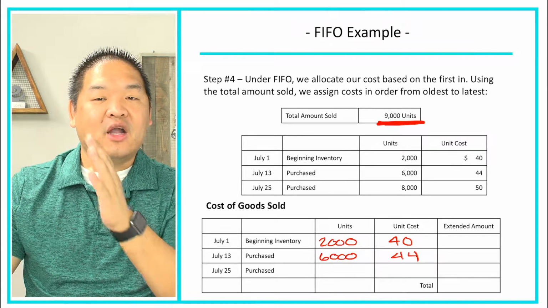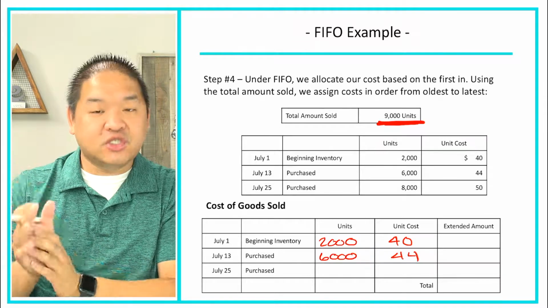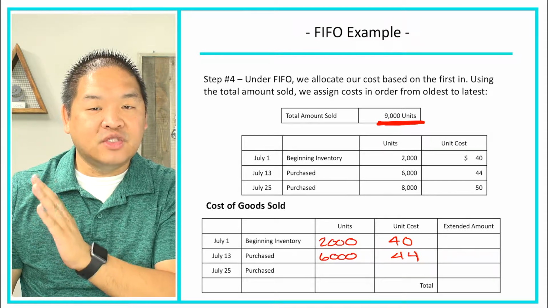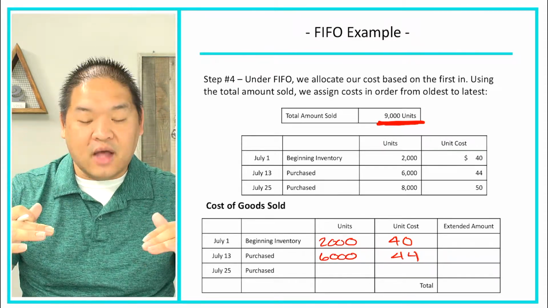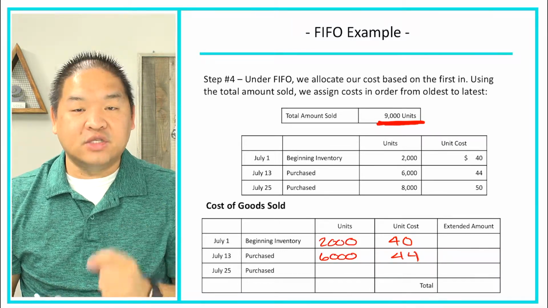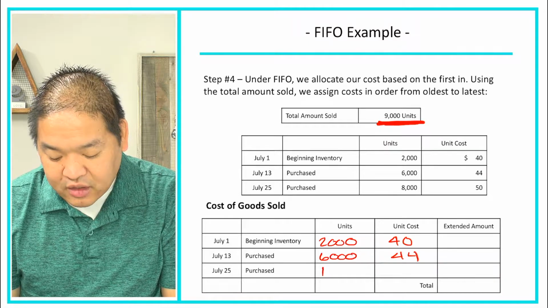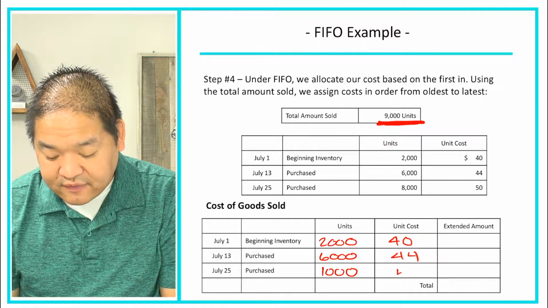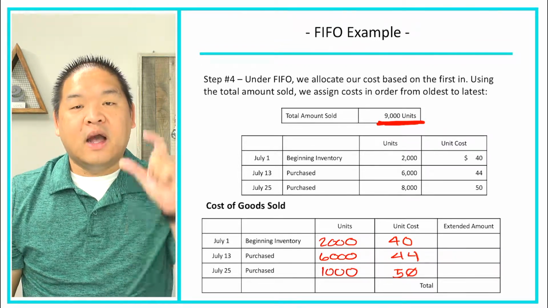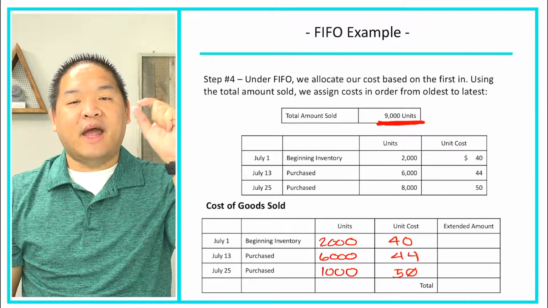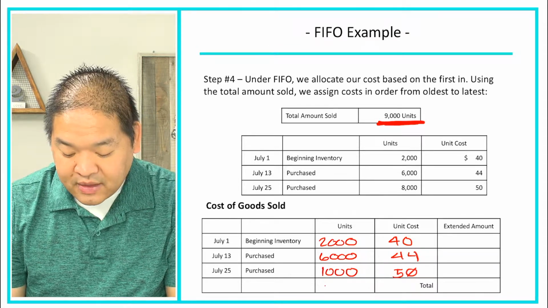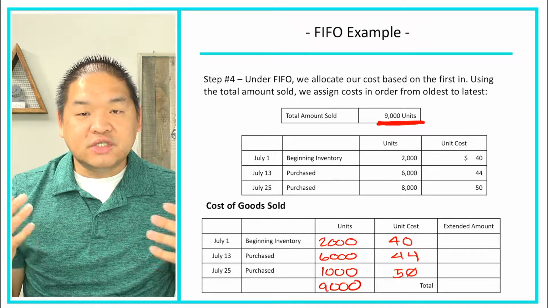And I'm still missing a cost for 1,000 units because 6 plus 2 is only 8, and I need to apply a cost to all 9,000 units. So 1,000 units are missing. Now we're going to go to the next line. So the next line has 8,000 units, but I don't need 8,000 units. I only need to cost out 1,000 units. Therefore, on that last line, I'm going to cost out 1,000 units at $50. Okay? So now if I look at my chart for cost of goods sold, I started with 2,000, then I costed another 6,000, that would give me 8,000, and then I cost another 1,000, that would give me 9,000 units that I've cost, which is exactly what I'm looking for.